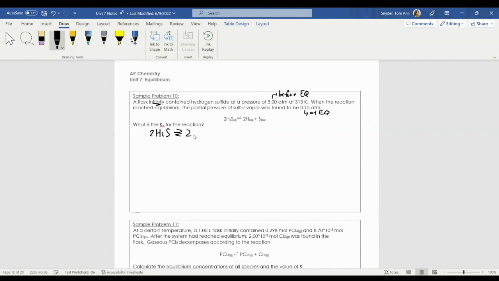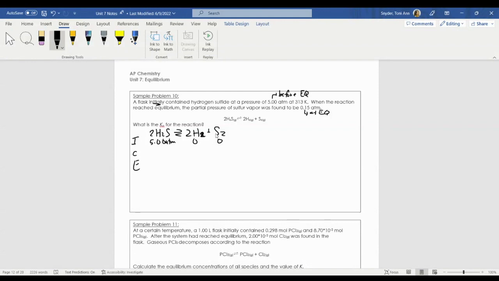2H2S is in equilibrium with 2H2 and S2. So I have ice right here. My initial amount of hydrogen sulfide is 5 atmospheres. And I had no hydrogen and I had no sulfur. Did I draw that 2 backwards? What the heck am I doing? There we go. So I started off with 5 atmospheres of H2S and I had no hydrogen and no sulfur.